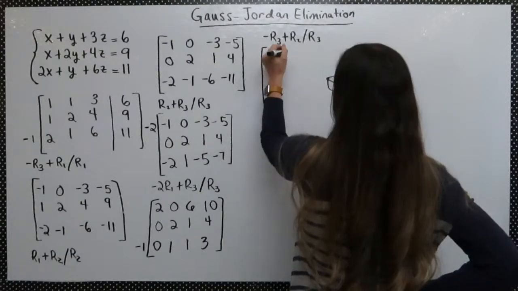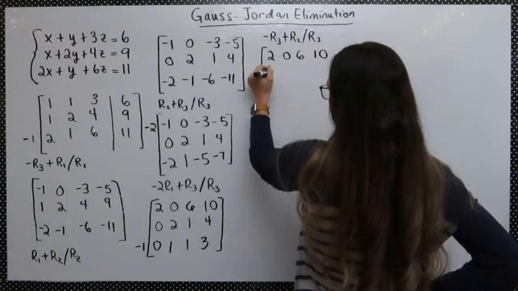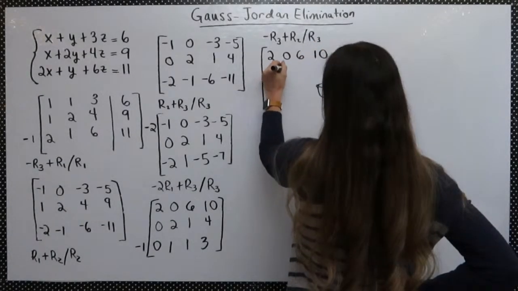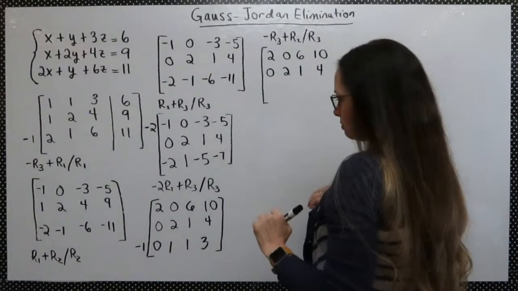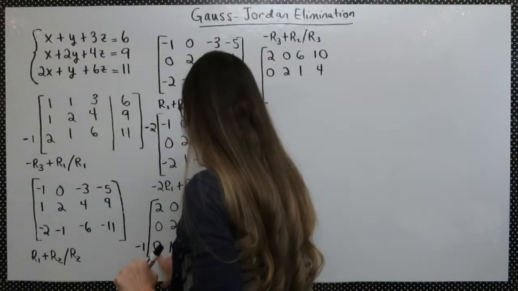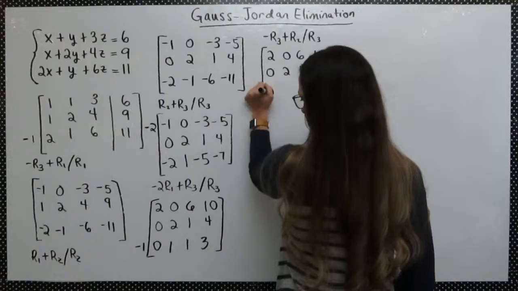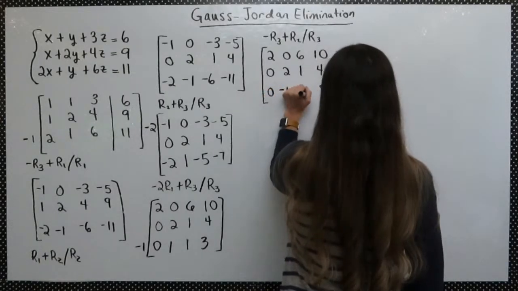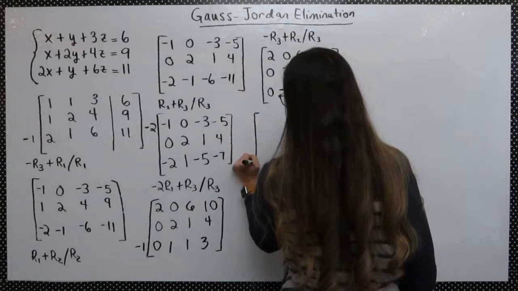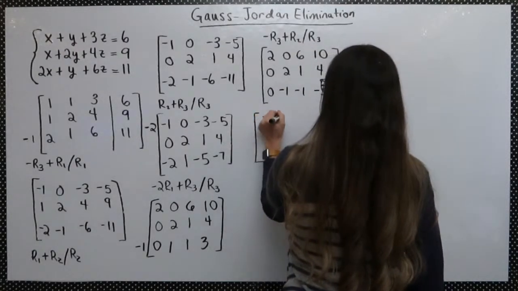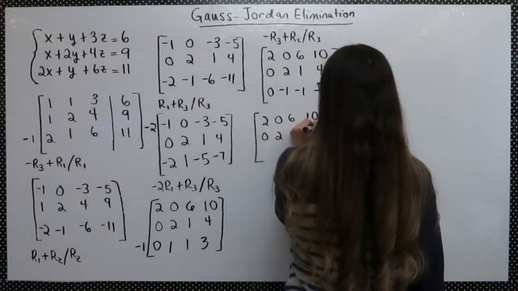All right, so I'm going to go ahead and copy the first two rows. We have 2, 0, 6, 10. And I have this one, 0, 2, 1, 4. And then I'm going to multiply this by a negative. So we have 0, -1, -1, -3. And then I want to add that. We have 2, 0, 6, 10, 0, 2, 1, 4.